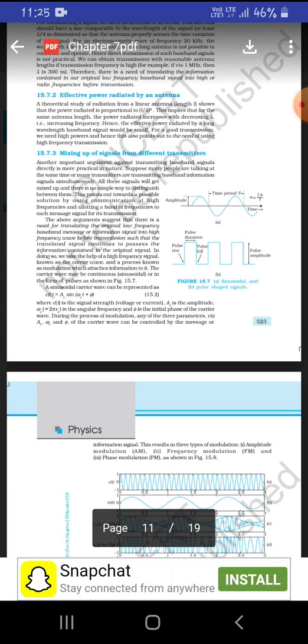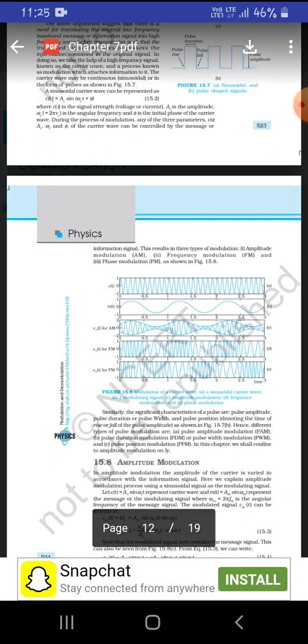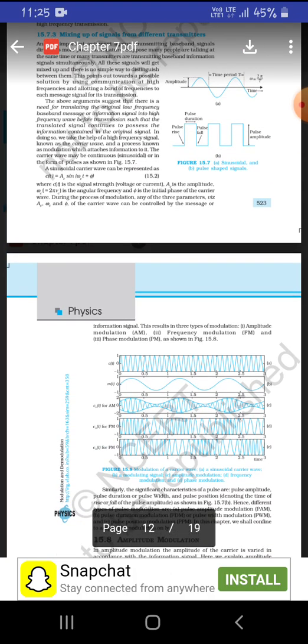It should be high frequency, and a sinusoidal carrier wave can be represented as c(t) = Ac sin(wc t + phi). The types of modulation are amplitude modulation, frequency modulation and phase modulation, as shown in this diagram.